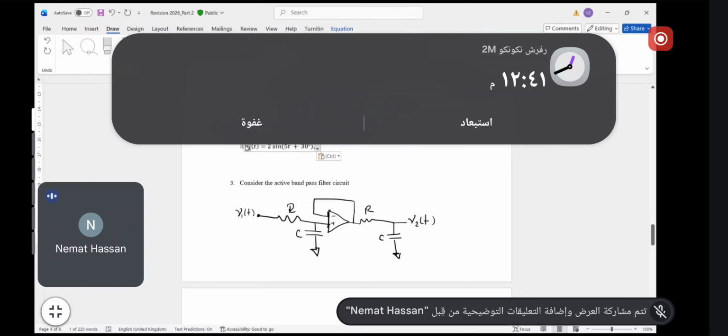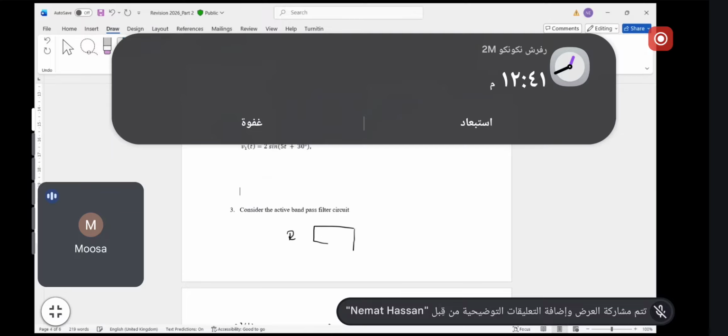If this is V1, can I get the phasor of V1? Yes. First step, remember, phasor is related to cosine, not sine. So step 1, convert the sine to cosine. We know the difference between sine and cosine is 90 degrees, right? So all you have to do is just convert this.